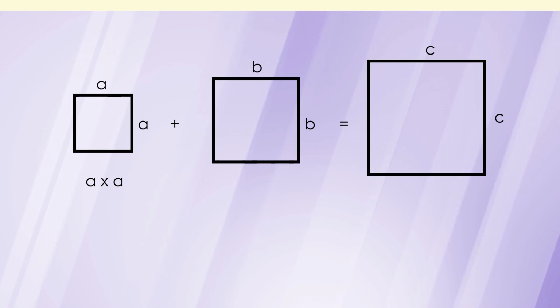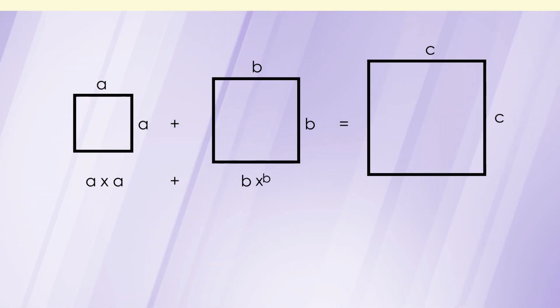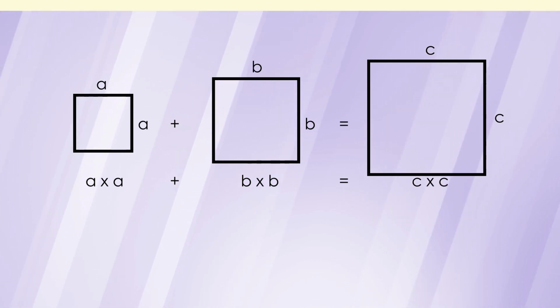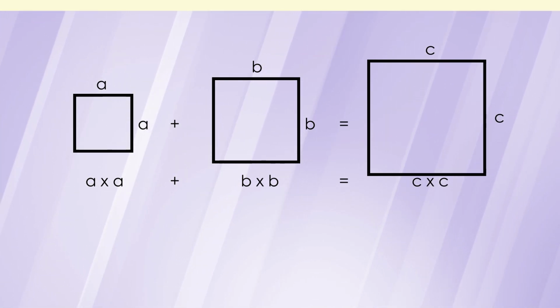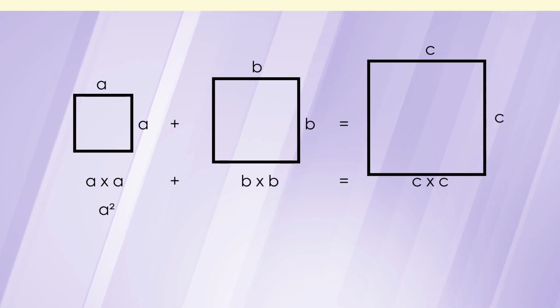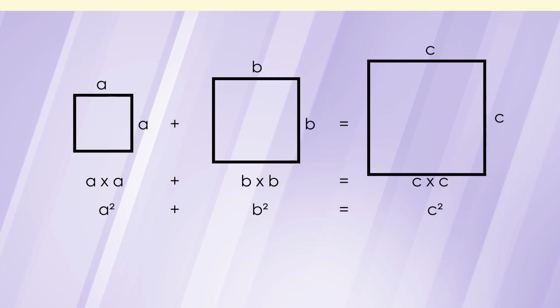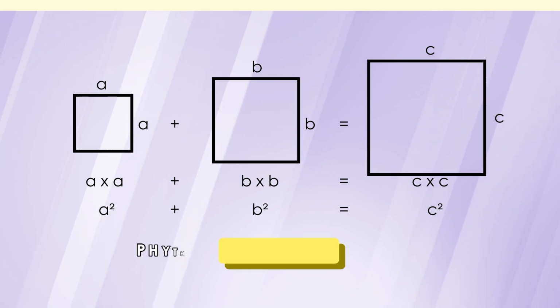A times A plus B times B equals C times C. Finally, we have A squared plus B squared equals C squared. Voila! This is the Pythagorean theorem. Take note, pupils. Pythagoras theorem can also be written as C squared equals A squared plus B squared.